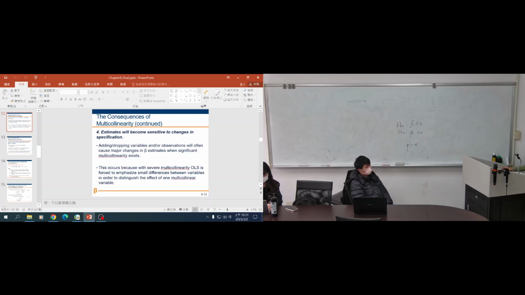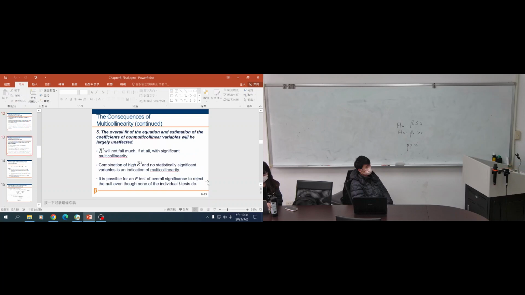And look at number 5: the overall fit of the equation and the estimation of the coefficients of non-multicollinear variables will be largely unaffected. This is what Steve just said, how come the adjusted R square is so high? The adjusted R square being high means the model fits well. What's the meaning of adjusted R square? Steve, do you still remember that?